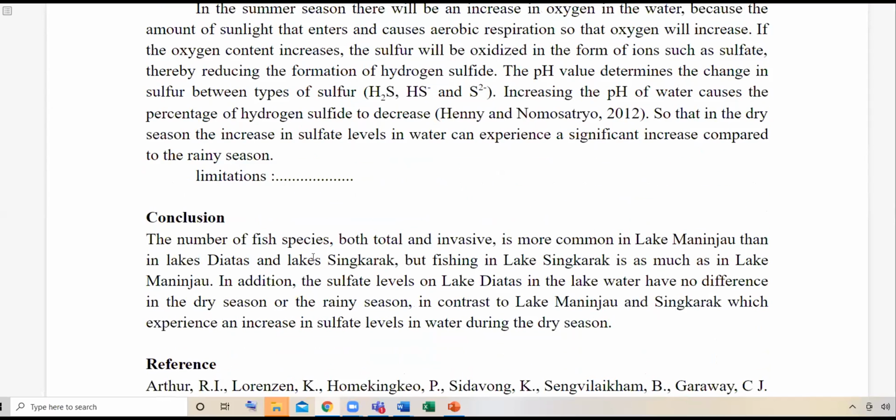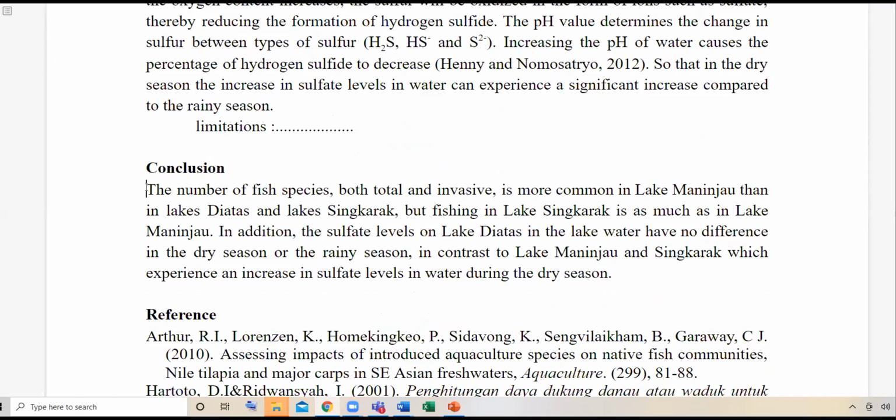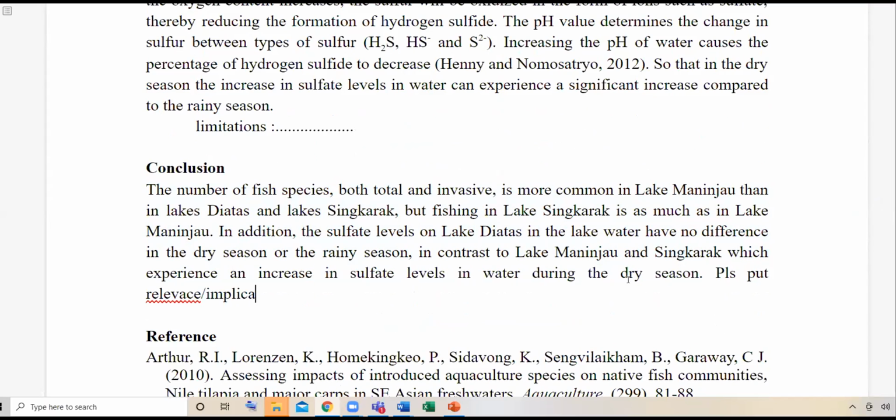And also the last one, for the conclusions, do not forget, do not only put the major finding of your results, but also please put a kind of relevance, or we can say the implication of this finding. Sometimes data is meaningless without our implications or interpretations. What we could do with this kind of finding.